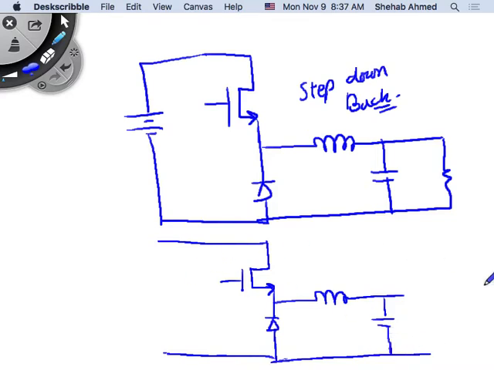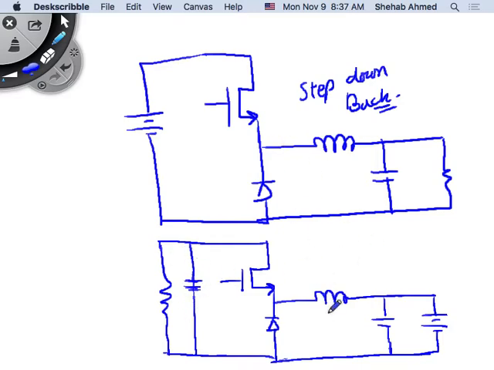Everything's the same, right? But I will put my input power supply here. I'll put my load here. And for fun, I will add just one capacitor, just for fun. But you can consider this part of the load for now.